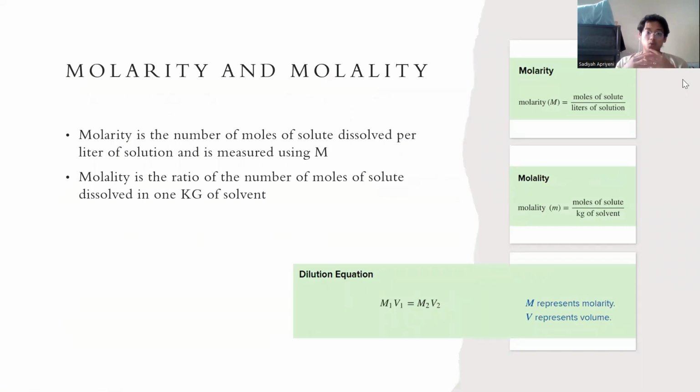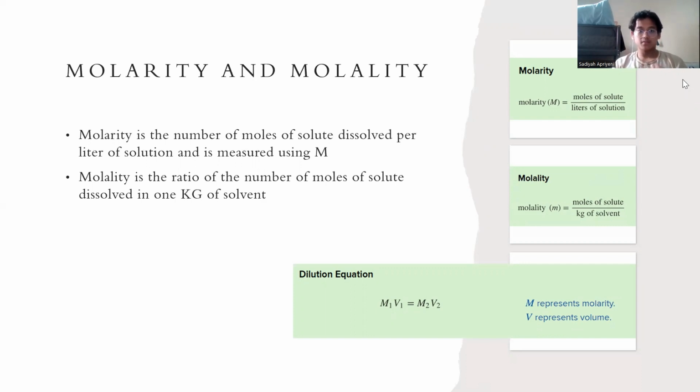Molarity is the number of moles, which we learned from before, of solute dissolved per liter of solution and is measured using capital M. Capital M is very, very different from lowercase m, because capital M defines molarity while lowercase m defines molality. Now, molality is the ratio of the number of moles, so again, both using moles, of solute dissolved in 1 kilogram of solvent.